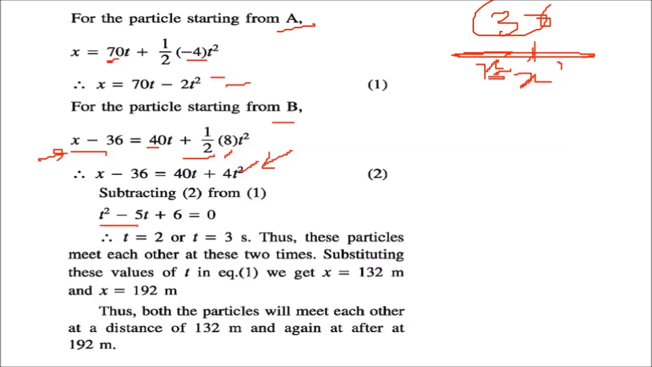You get the equation t square minus 5t plus 6, which is a quadratic equation. I hope you are able to solve this equation. You get two roots, t equal to 2 and t equal to 3, so these particles meet each other at these two times. When you substitute t equal to 2 in any of the equations, you get x equal to 132 for the first timing. For t equal to 3 you get 192. So both particles will meet each other after 2 seconds at distance 132, and at 3 seconds at distance 192.